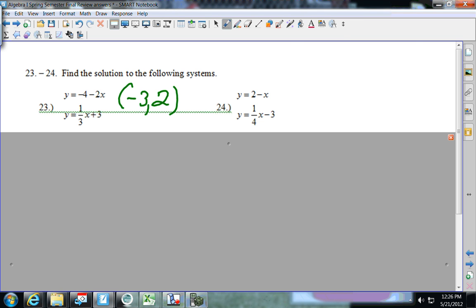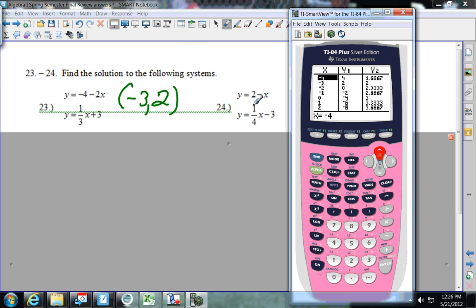Well, I want to remind you about the other way as well. After you put it into the calculator, you can go second, trace, 5 for intersect. Let them graph before you do anything. And press enter 3 times. And it'll give you your intersection right here. Negative 3, 2. Okay, so let's do the next one.